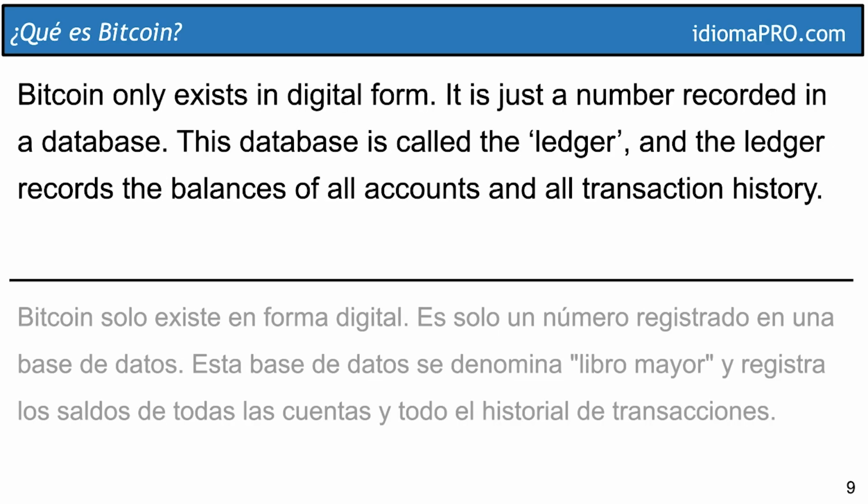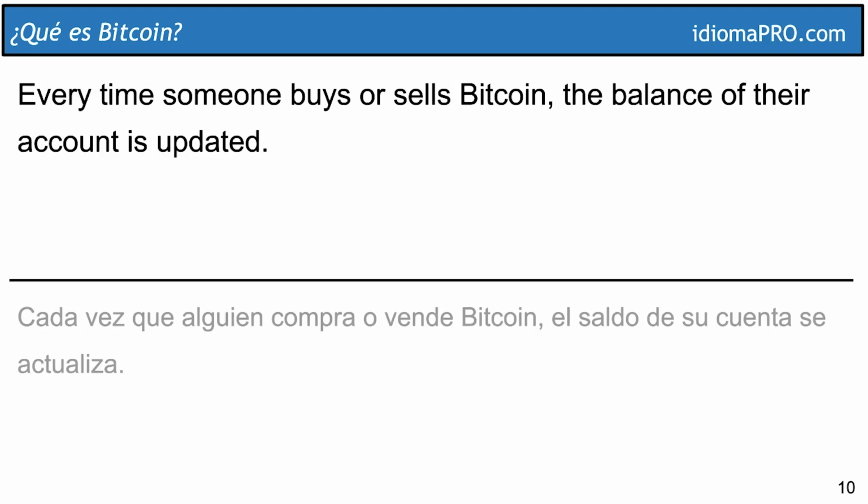Bitcoin only exists in digital form. It is just a number recorded in a database. This database is called the ledger, and the ledger records the balances of all accounts and all transaction history. Every time someone buys or sells Bitcoin, the balance of their account is updated.